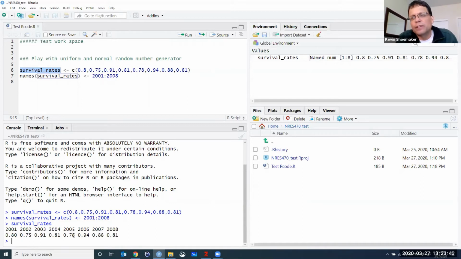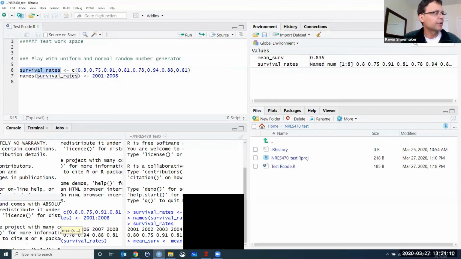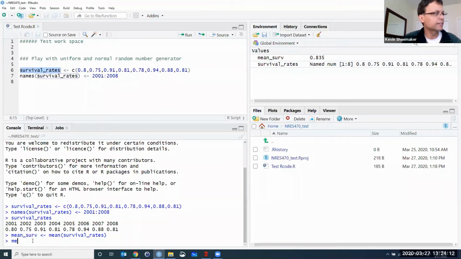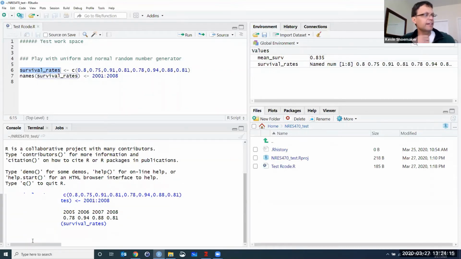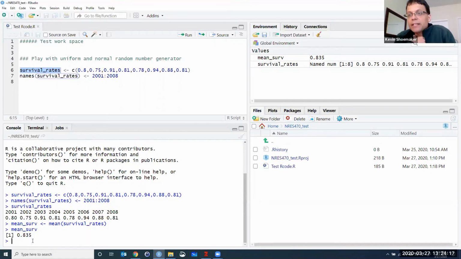And so, when we're fitting environmental stochasticity, we don't just have a minimum and a maximum value. We have a whole bunch of values. And what can we do with those? Well, we can compute the mean of those values. So let's compute the mean. I'll call it mean survival, and I will assign that to be the mean of my survival rates. And it turns out, let's look at it, mean survival is 0.835. So that's the mean of the survival rates that we estimated for this population.